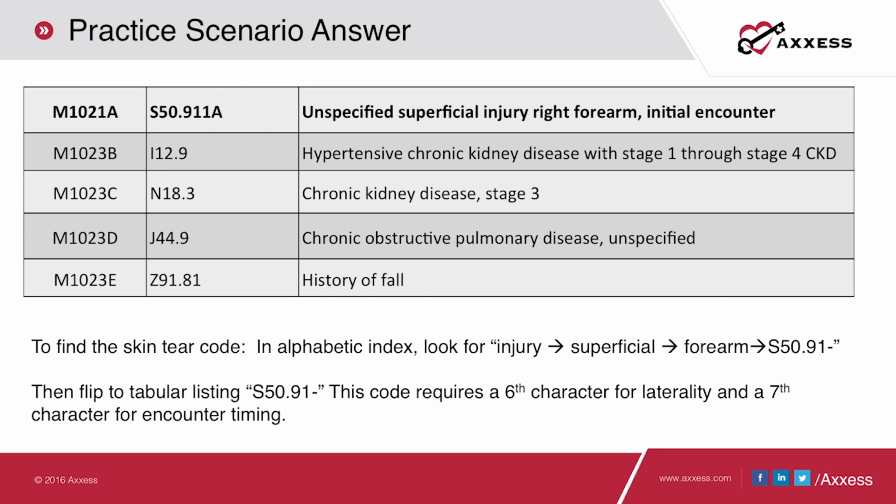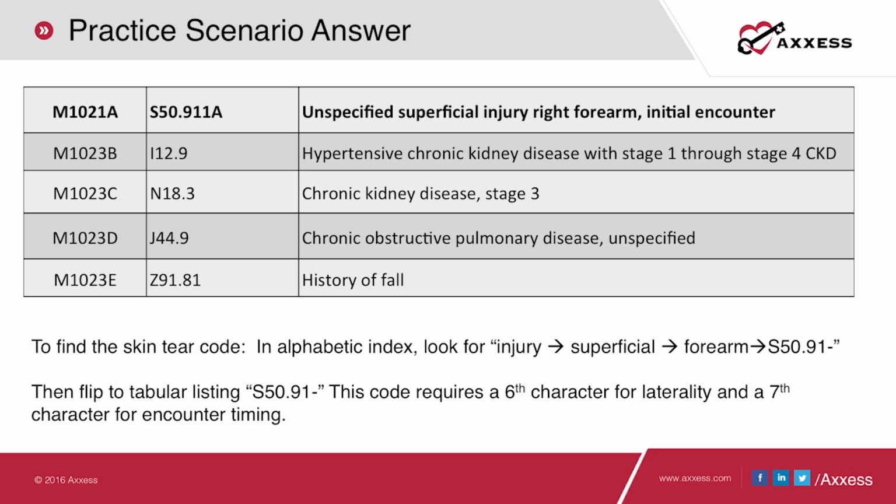Your first item, if this is at a recert, is S50.911A, unspecified superficial injury, right forearm initial encounter. This is one of those cases where the initial encounter happened from the home care agency. We call the doctor, we get new orders. This is the first time it's being treated. It is an initial encounter.